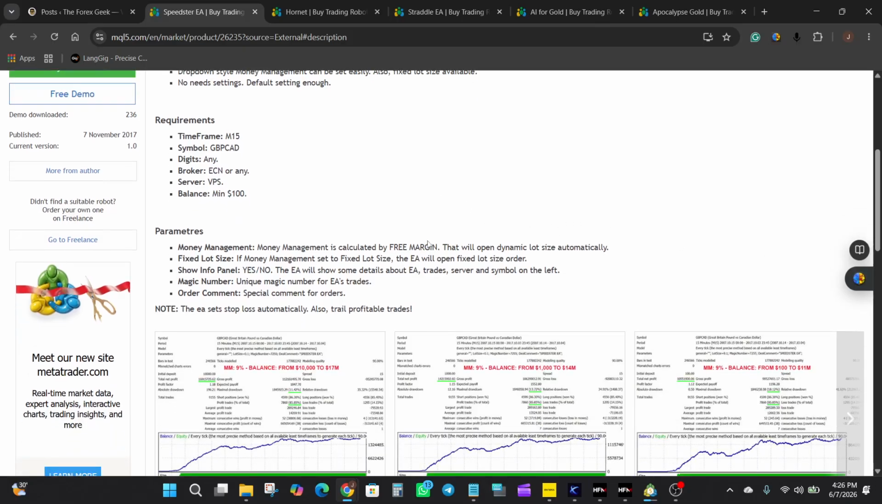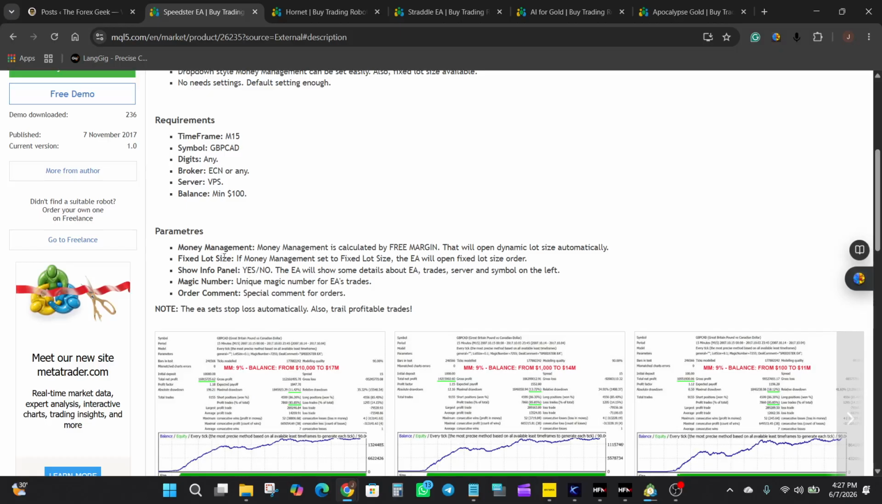Now, moving into the settings, there are a few key parameters that control how the EA operates. Money management is based on free margin, meaning lot sizes adjust dynamically depending on the account size. There is also an option to switch to fixed lot sizing if a trader prefers more control over position size.